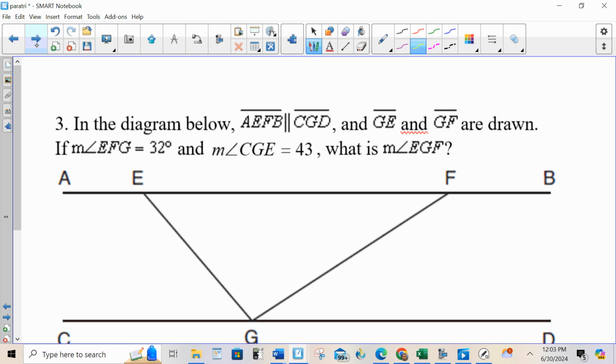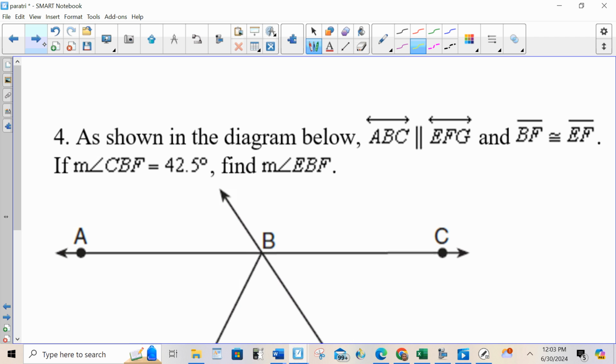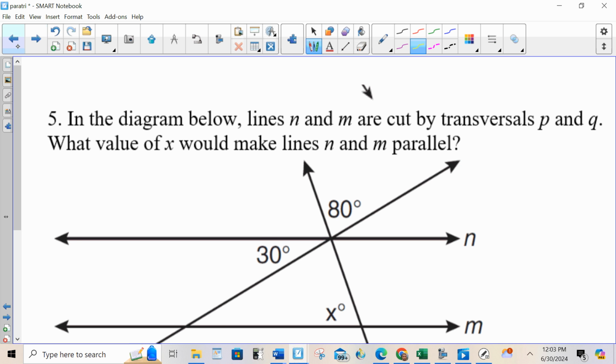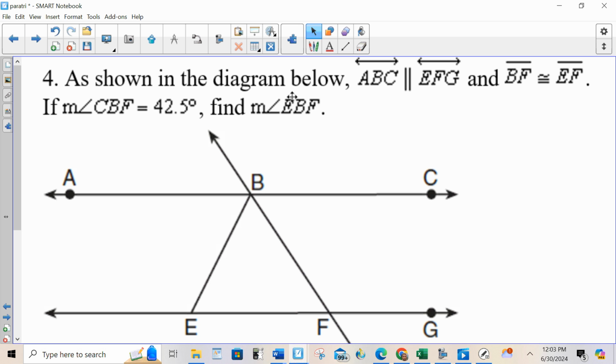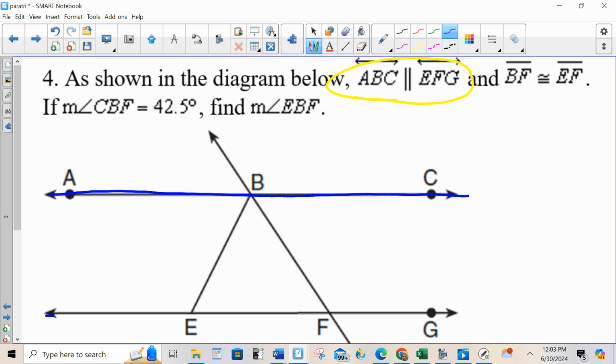So let's just do one more. And then after that, it's really up to you to just practice this. I think it's big enough. In the diagram below, ABC is parallel to EFG. So I'm going to extend my parallel lines. I'm going to hold off on the transversal for the moment to figure out what it is I need. It tells me that BF is congruent to EF.